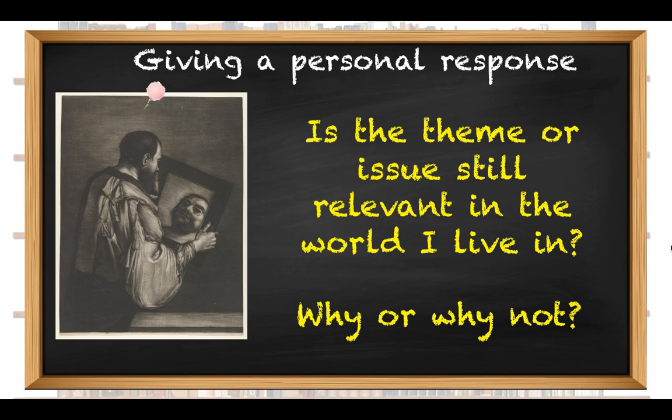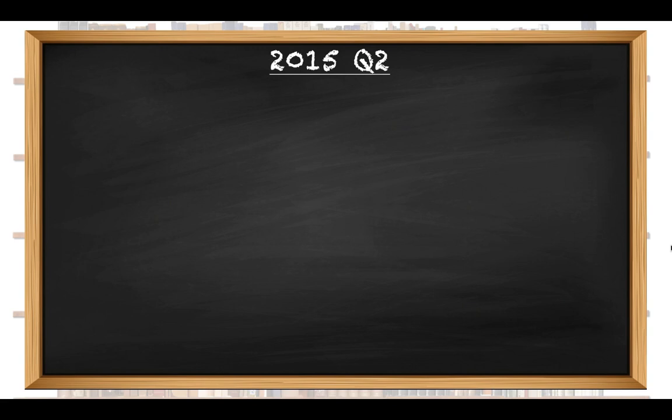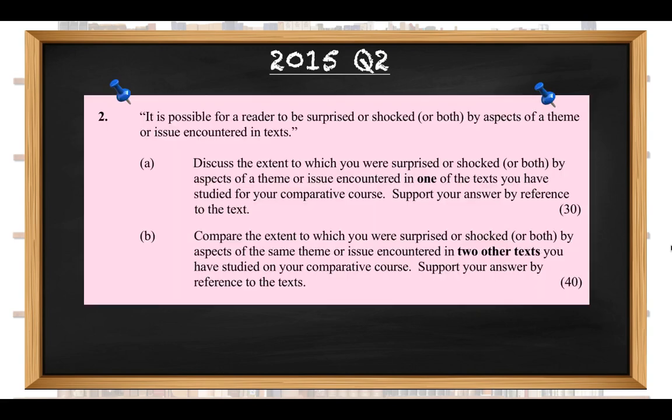So let's take a look at a recent question from the exam paper. If we look at the 2015 paper, we see that question 2 asks you to discuss to what extent you were shocked or surprised at a theme you encountered in one of your texts. Then compare that theme in the two other texts. So this is a really broad and open question, and it's often why students think that it's easy, but the question gives you so much leeway here that you have to be careful not to drift away from it.